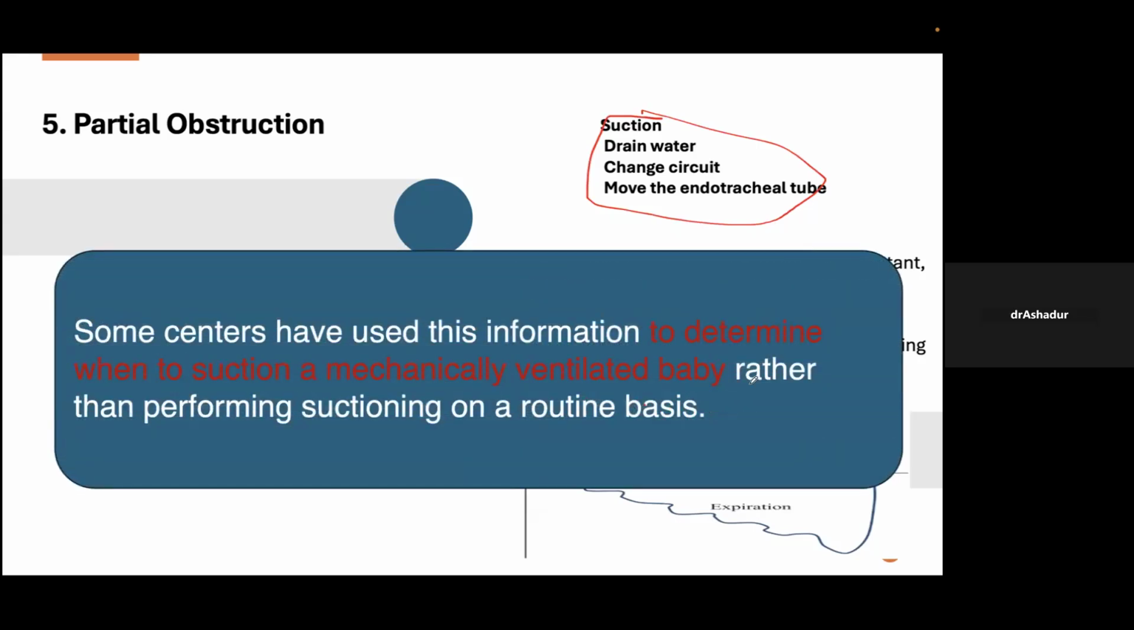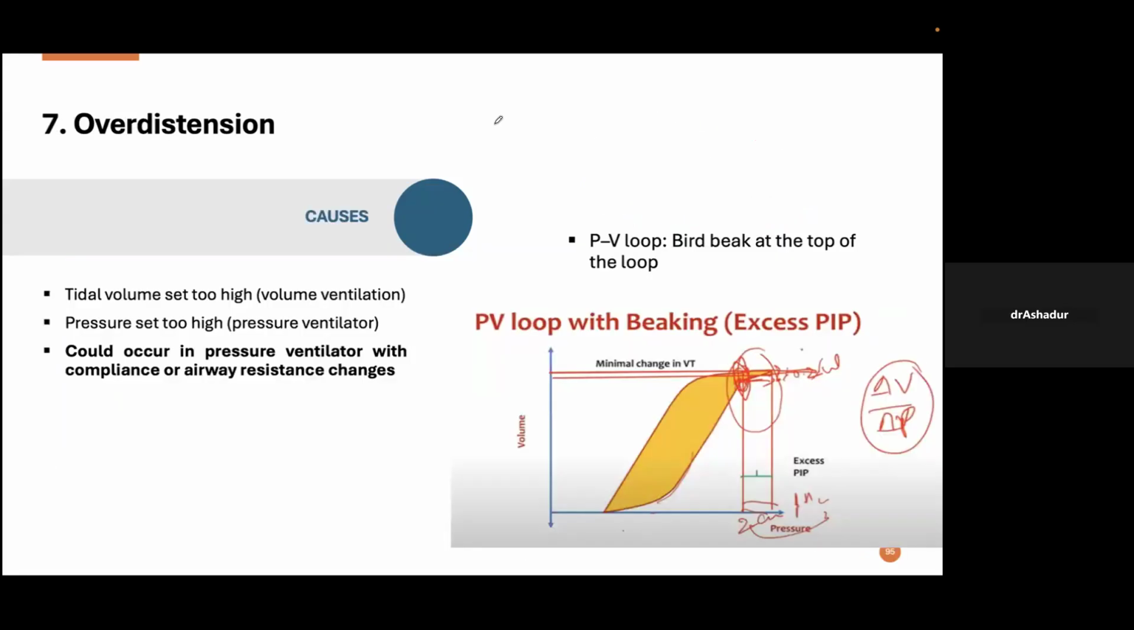And this sort of information from these loops has been used by certain institutes now to determine when to suction a mechanically ventilated baby. As we all know, newer guidelines say we don't need to routinely suction a baby unless there are visible and disturbing secretions or thick secretions. So that also will require close monitoring. By looking at the loops also, we can understand that probably there are secretions and we need to suction this baby now. And this has been utilized by some institutes.